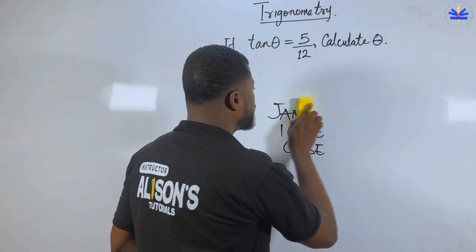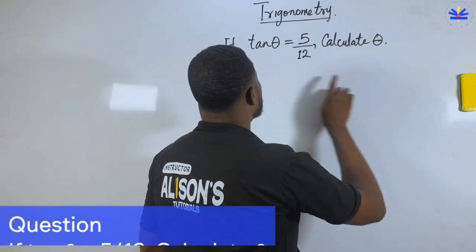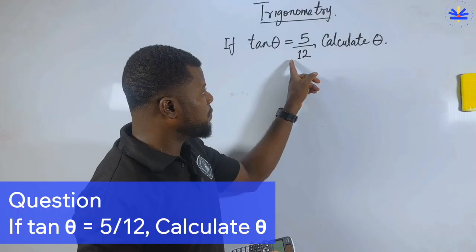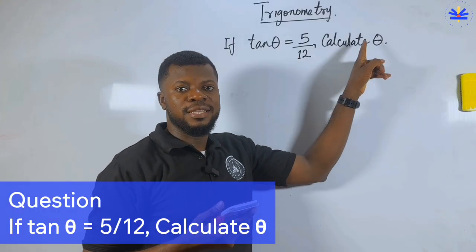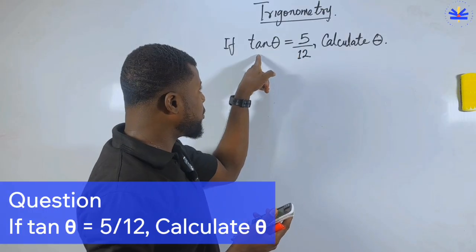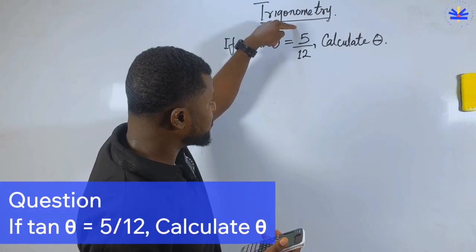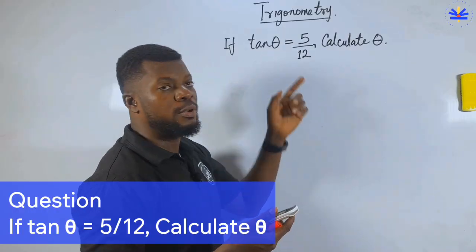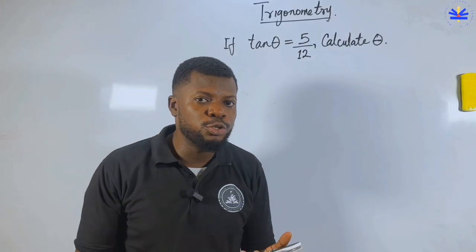What's the first thing you need to do? It's pretty simple. Now they say if tan theta equals 5 divided by 12, you should calculate the angle, which is theta. Theta here is representing the angle. The tangent of this particular angle is given as 5 divided by 12. Now you're asked to calculate the angle. Now there are a couple of things I will be showing you in this particular video.